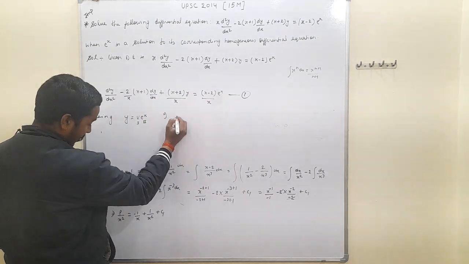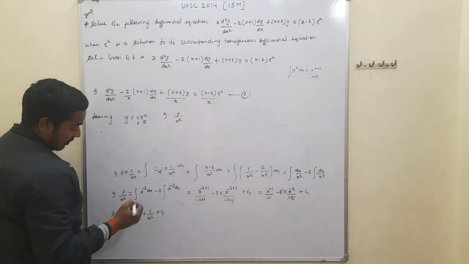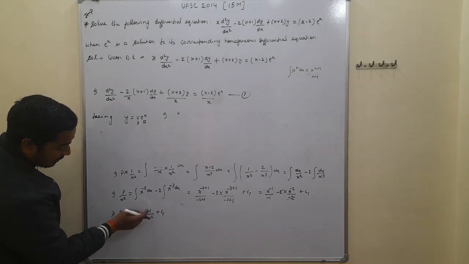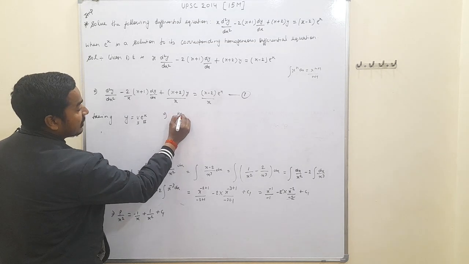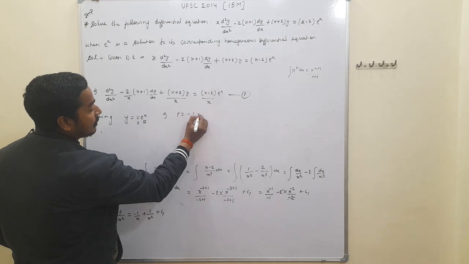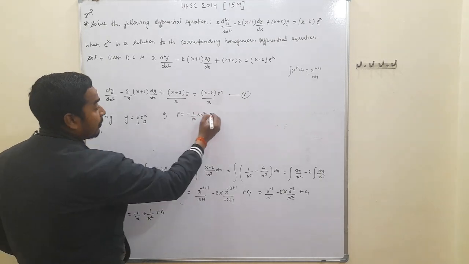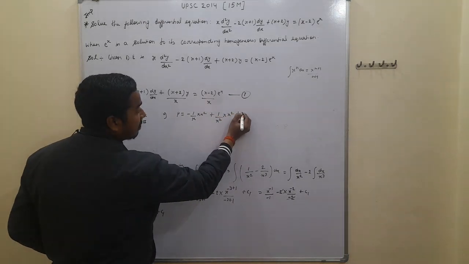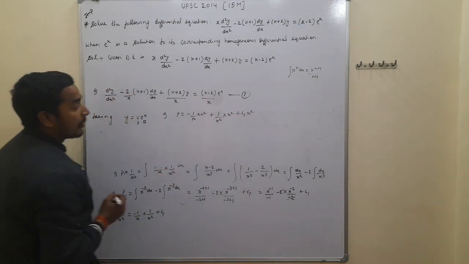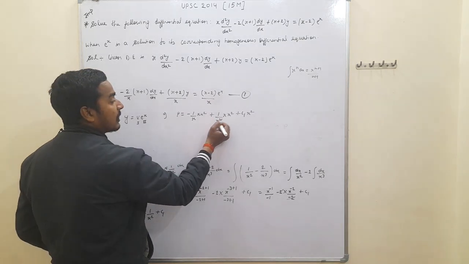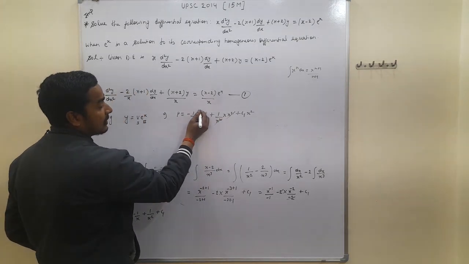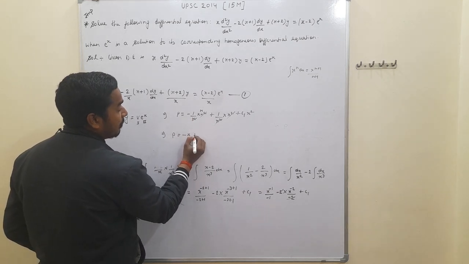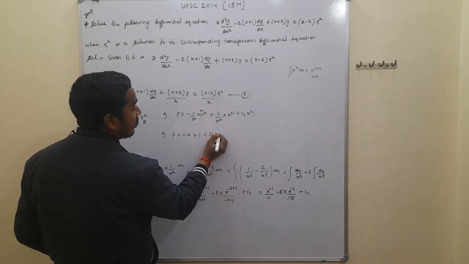This is written as p upon x square is equal to, and we multiply by x square, cross multiplication. This gives p is equal to minus 1 upon x into x square and plus 1 upon x square into x square and plus c1 into x square. And from here x square to x square is cancelled out and x to x square is cancelled out, remaining is x. This gives p is equal to minus x plus 1 plus c1 into x square.